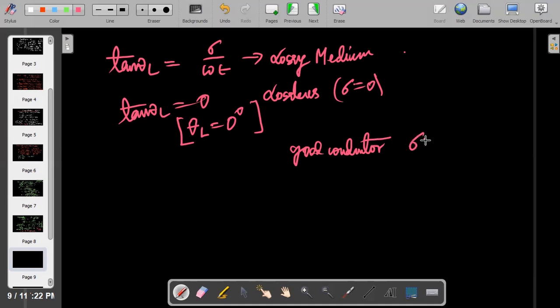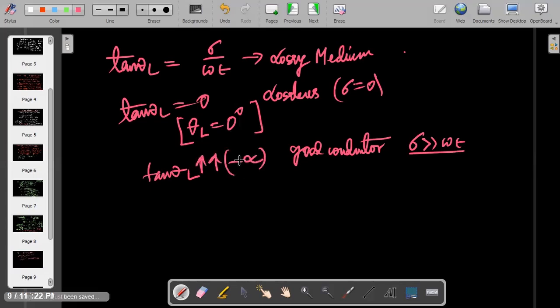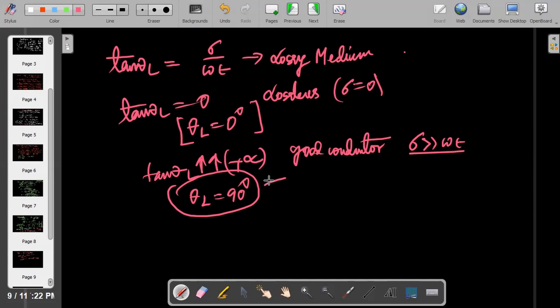Now for a good conductor, what I told, if it is a good conductor, your sigma is very, very high. Correct? So it implies tan theta L is very high, approaching infinity. Infinity means your theta L will be 90 degree. So this thing you remember. If in the question paper you see your loss tangent is given as 90 degree, you can directly relate it is a good conductor. If it is 0 degree, it is lossless. Correct? And these equations you will use for a lossy medium.